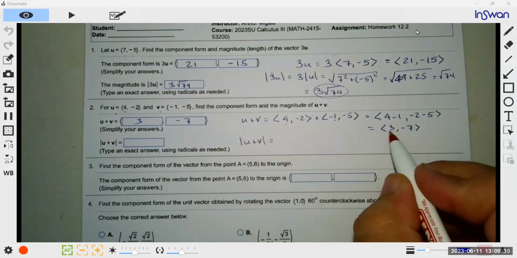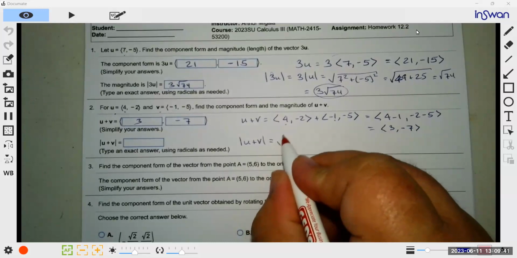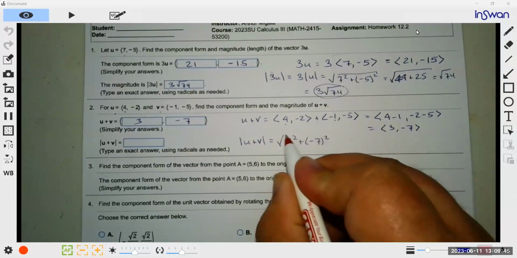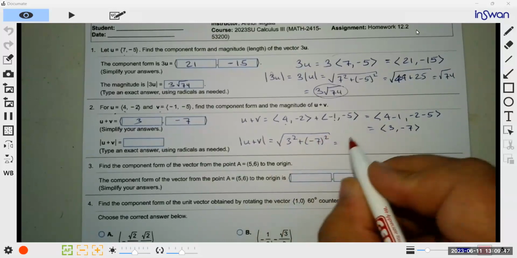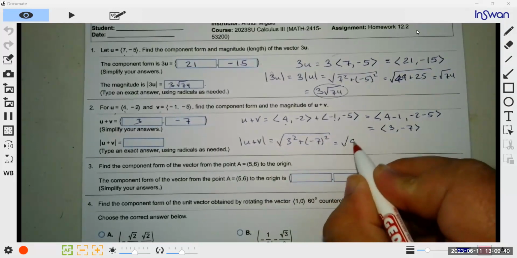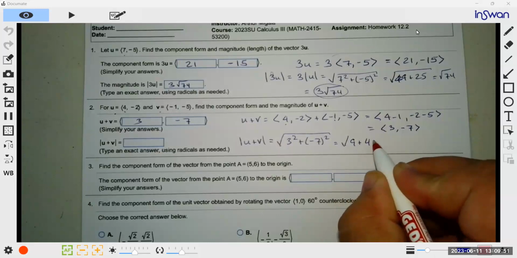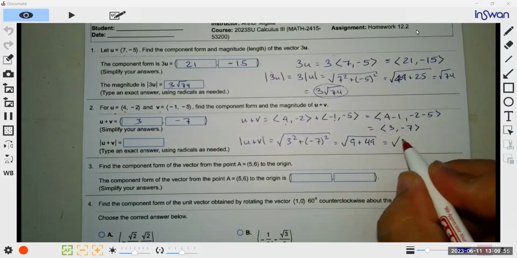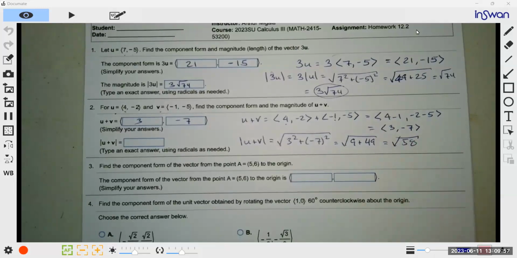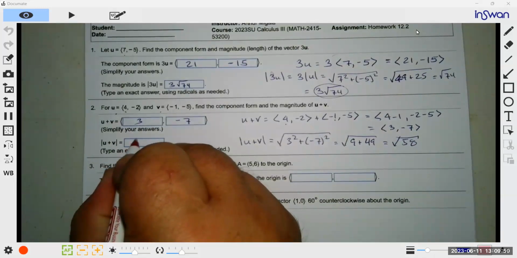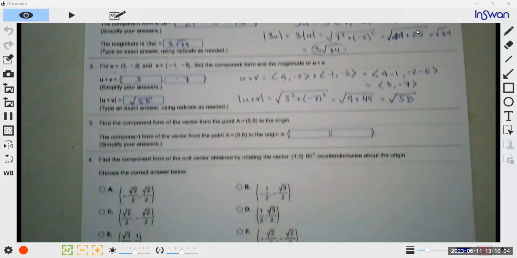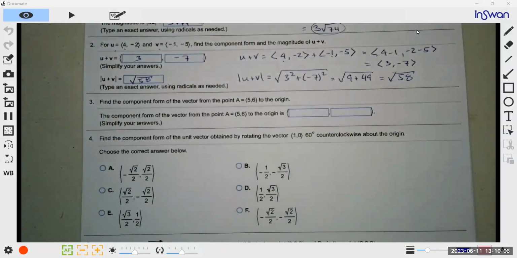Now the magnitude of those, since we added them, becomes 3 squared plus -7 squared, 9 plus 49, which equals the radical of 58. All right, so those are the first two. It's pretty much component by component.